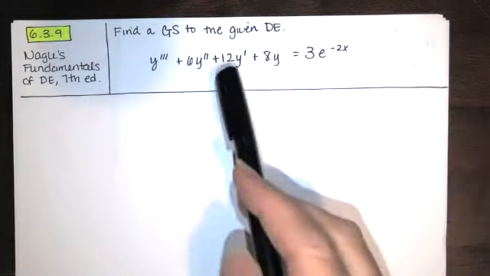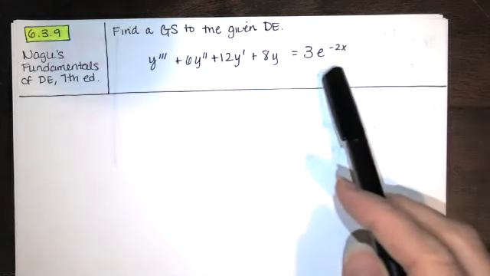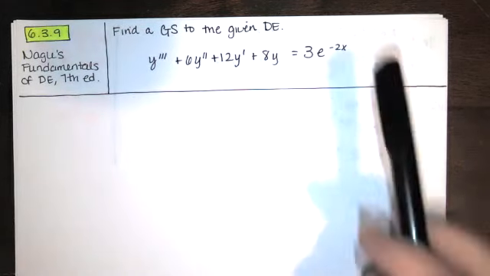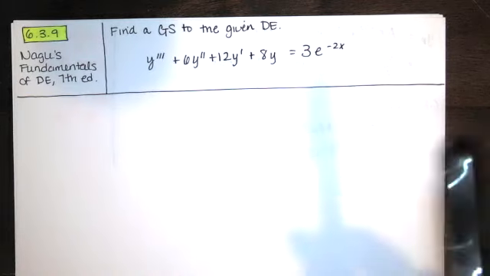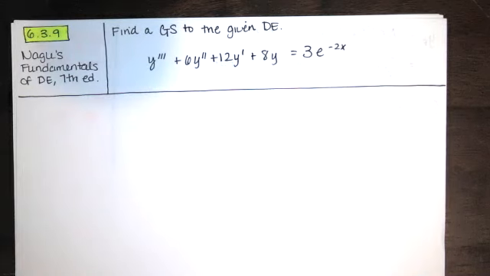It's non-homogeneous because all the y's, y and y's derivatives, are on the left-hand side, and all the terms involving the independent variable only are on the right-hand side. After we do that, the right-hand side is non-zero, so that makes it non-homogeneous. And then we have constant coefficients on the left. Since the right-hand side is a constant times an exponential function, we can use the method of undetermined coefficients.